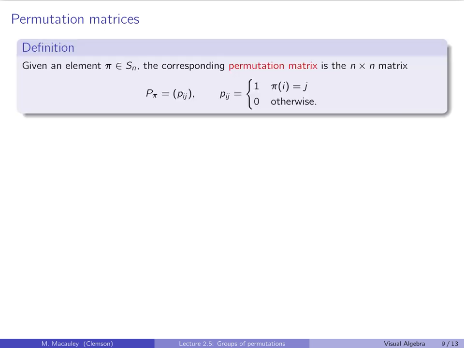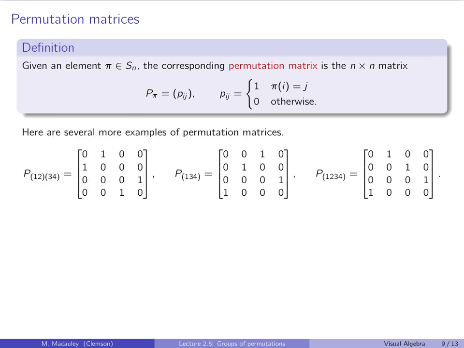Let me now formally define a permutation matrix, like what I showed you in the previous slide. Given a permutation pi in Sn, the corresponding permutation matrix is an n by n matrix where the ij-th coordinate is 1 if i gets mapped to j and 0 otherwise.